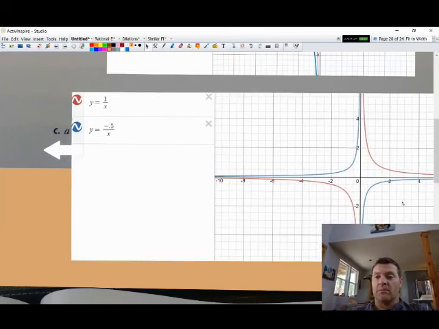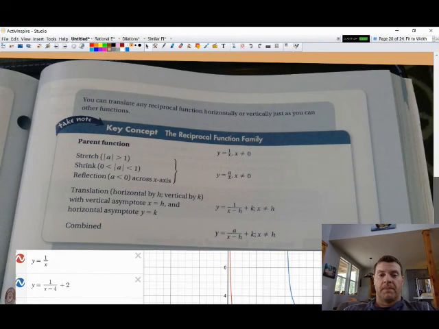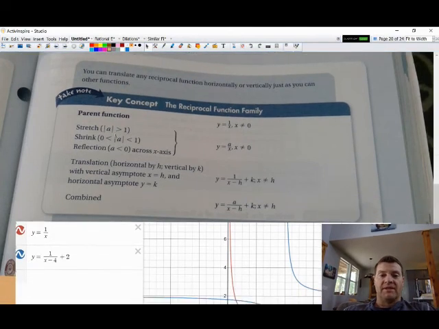It shrunk it, but then it reflected it, or it changed it from quadrant 1 and quadrant 3 to quadrant 2 and quadrant 4, right? So it flipped it, okay? Let's see. Look at this, write this in your notes. This is what it's talking about.